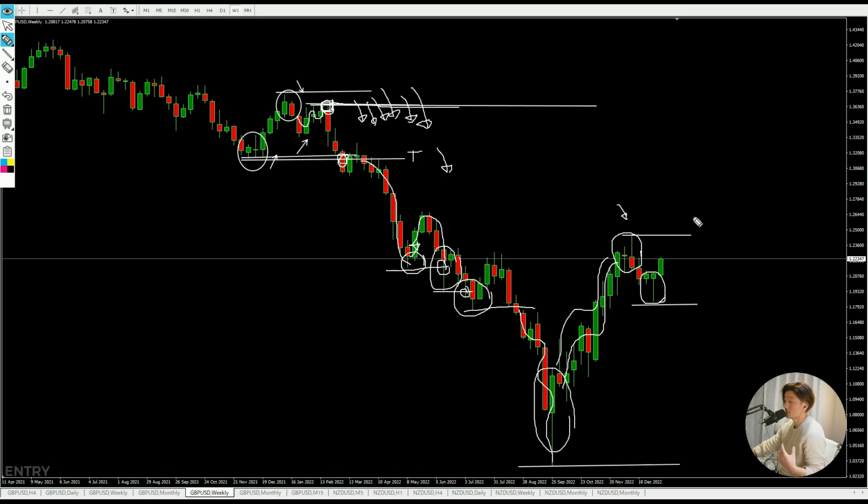Now, the first thing you want to do when figuring out whether a bias is long or short is to measure the strength of this short trade against this long trade. Okay, so let's go ahead and do that. Let's go over to the monthly chart.